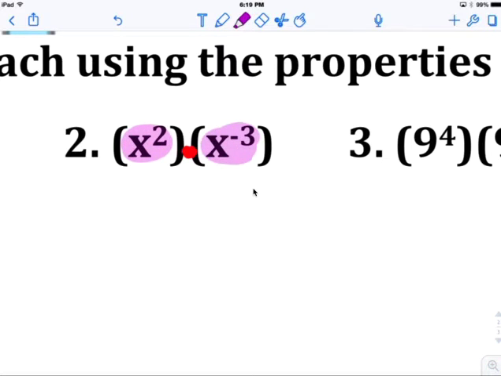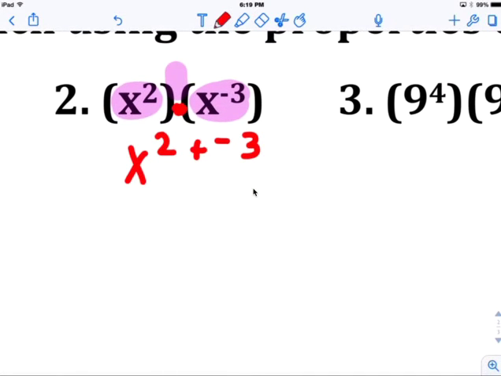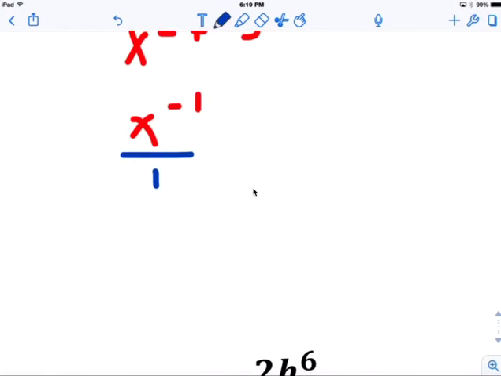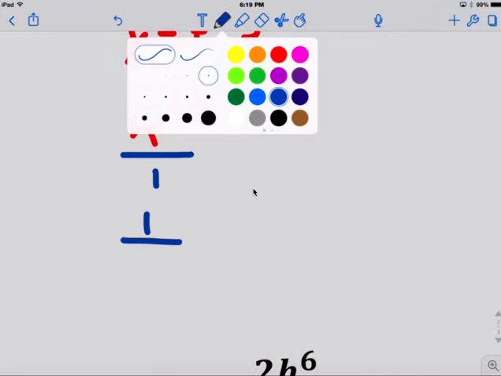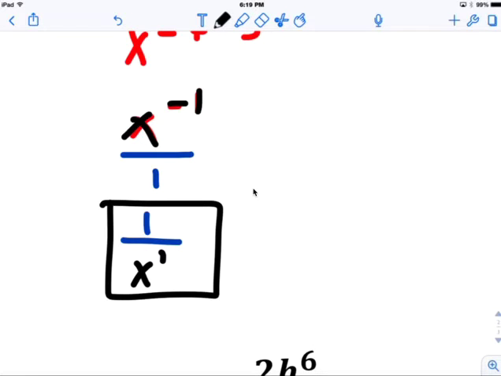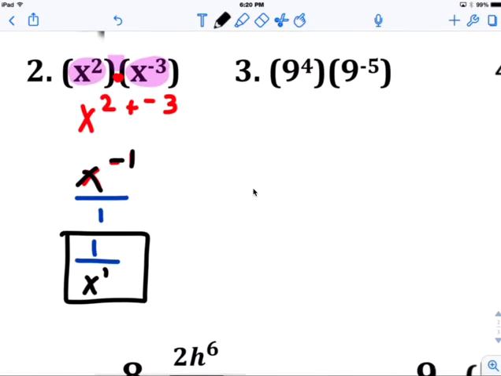First, the exponent. There's no exponent outside. I'm going to add it. So x to the second, add negative 3. I would get x to the negative 1. That is not simplified. To simplify it, I put a 1, then I switch it, 1 over x instead of a negative 1, x to the 1, or just an invisible 1, x, like that. You can put a 1 if you like.